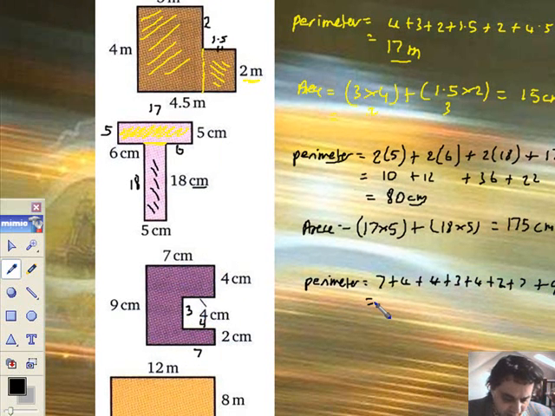7 and 4 is 11, plus 4 and 3 is 7, plus 4 and 2 is 6, plus 7 and 9 is 16, and that gives me a total of 40 centimetres.